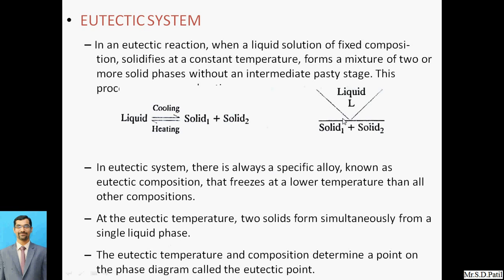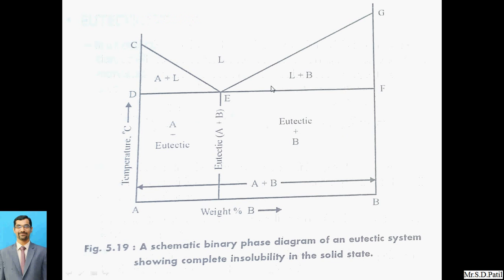Suppose this is a point where we get the two different solids. This particular temperature is the eutectic temperature. The eutectic temperature and composition determine a point on the phase diagram called the eutectic point. So this particular point is the eutectic point. Now we will go with this particular diagram, so here you can understand.